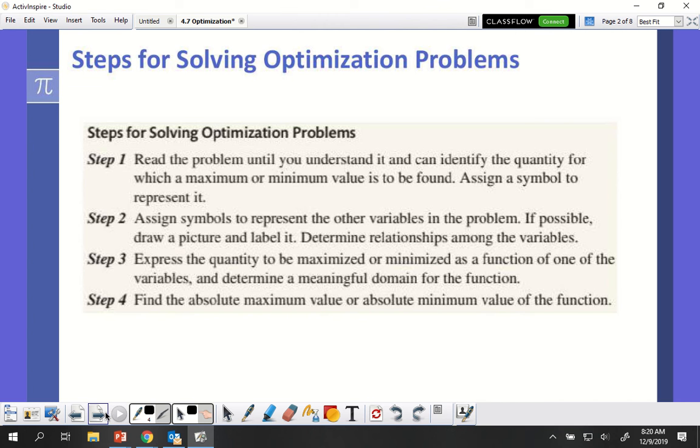Express the quantity to be maximized or minimized as a function of one variable and determine the meaningful domain of the function. Find the absolute maximum value or absolute minimum value for the function. So, one that you will always have, always, is maximizing the area of some fenced in area. So you have some pieces of fence, and you have so much of a perimeter, but you want to make the maximum area. So you need to arrange that so you will have the maximum area on it.